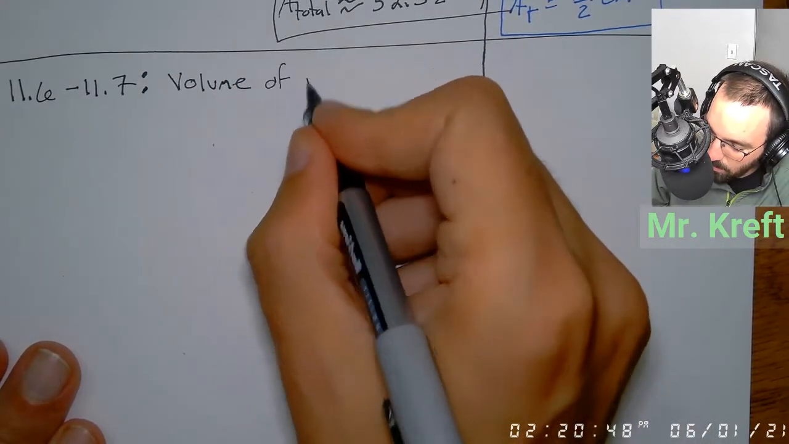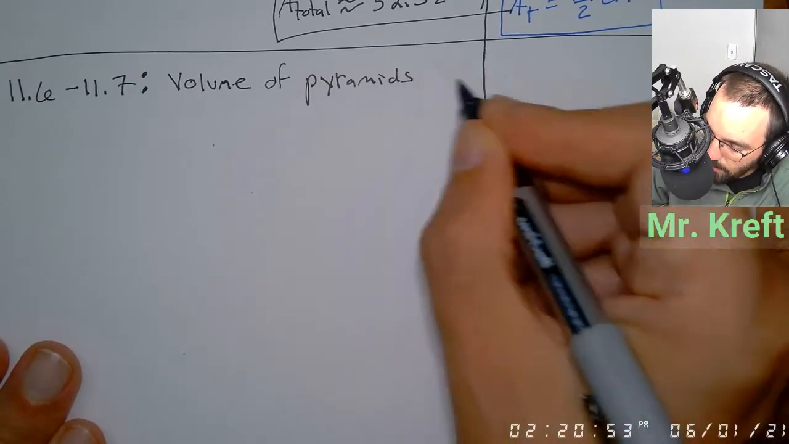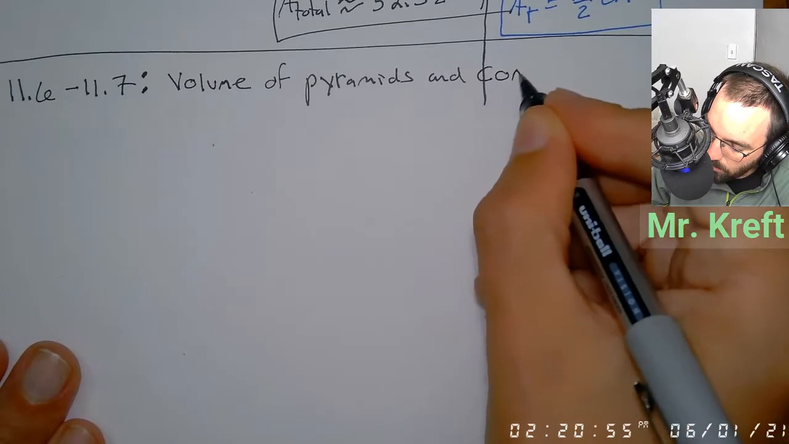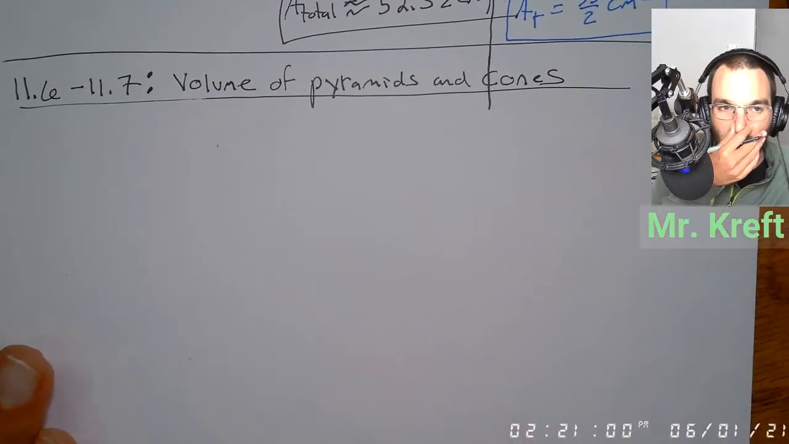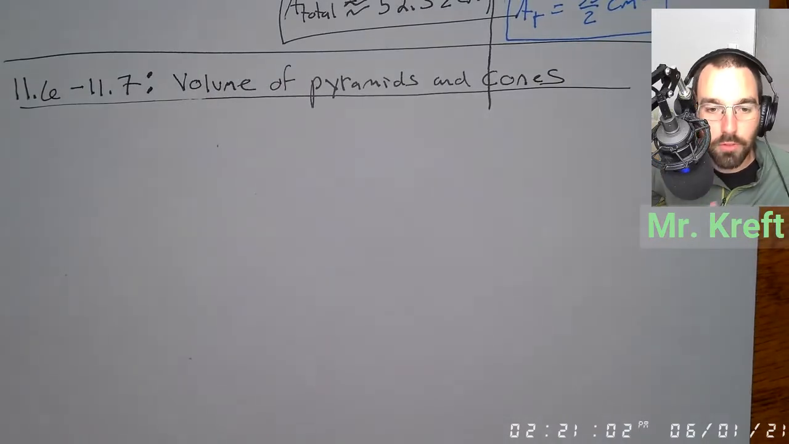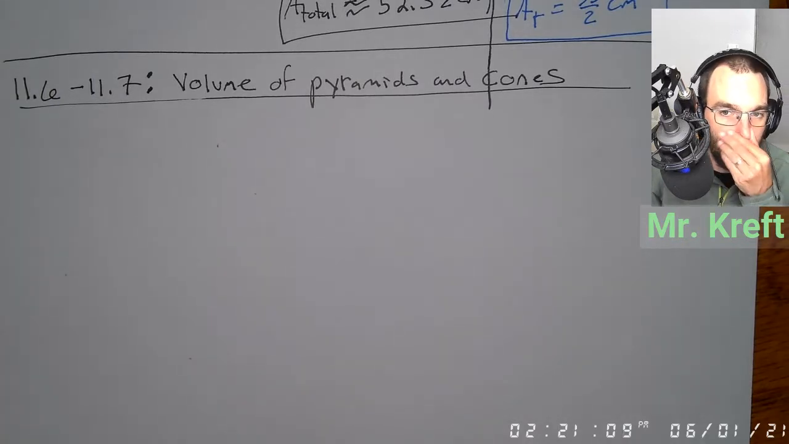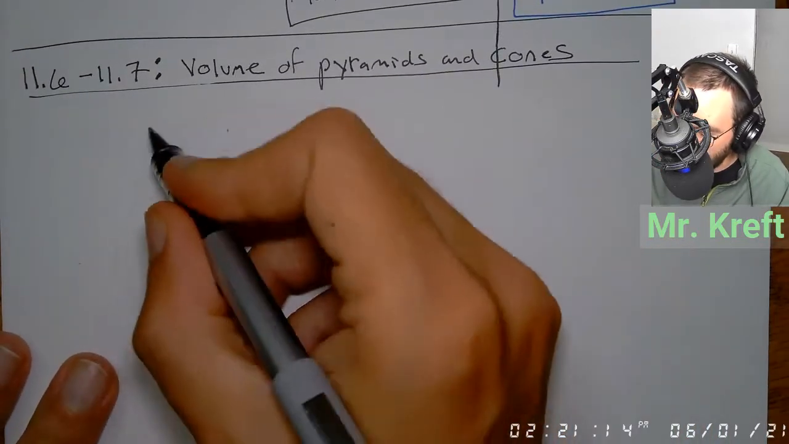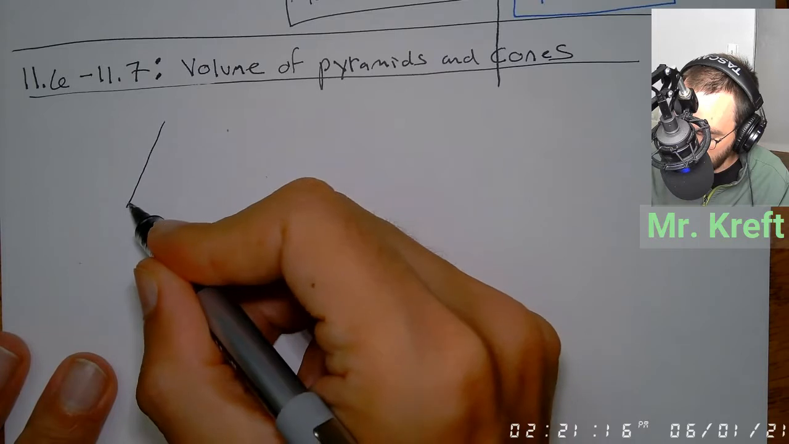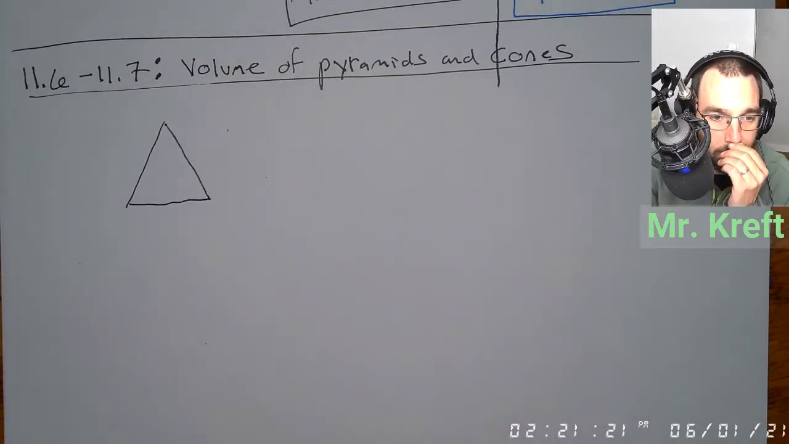So volume of pyramids and cones. So we're going to do volume of pyramids and cones. So the first thing that we're going to do is a little art lesson on how to draw these, right? So we'll start with pyramids. The easiest way that I've found to draw a pyramid is to start with a triangle. Okay, that's going to be one of our sides.